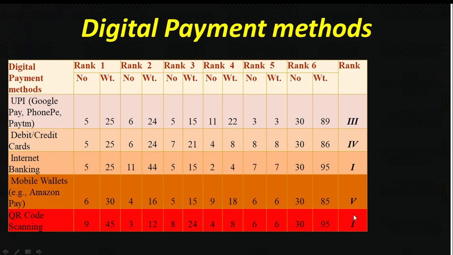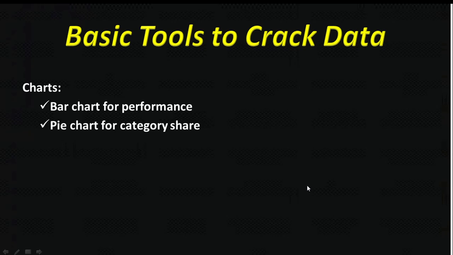Then we assign the second rank also. The first rank got 2 ranks, so first and second are gone. The third rank is got by UPI, that is Google Pay, PhonePe, Paytm. Then the next one, basic tools to crack data.